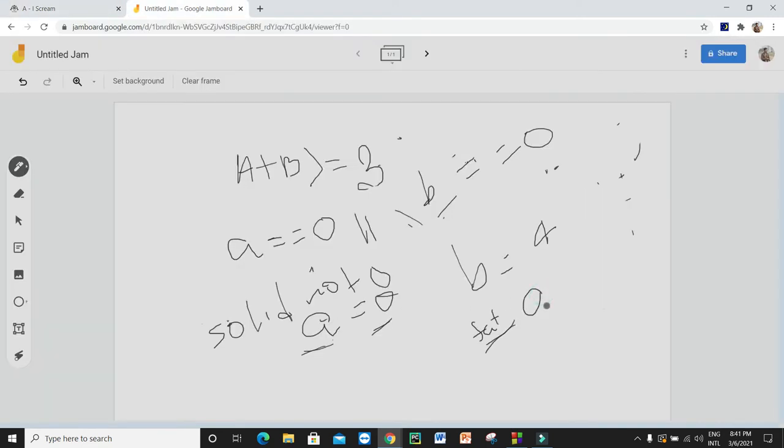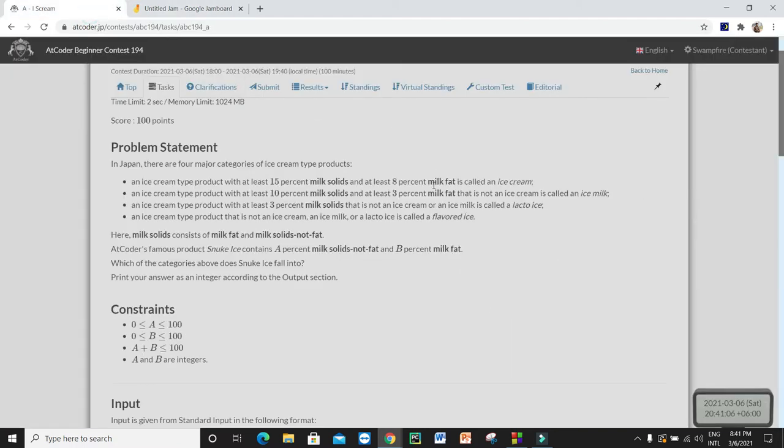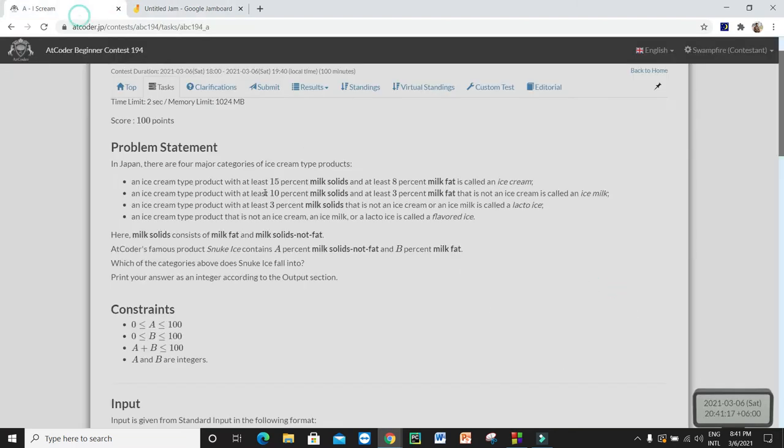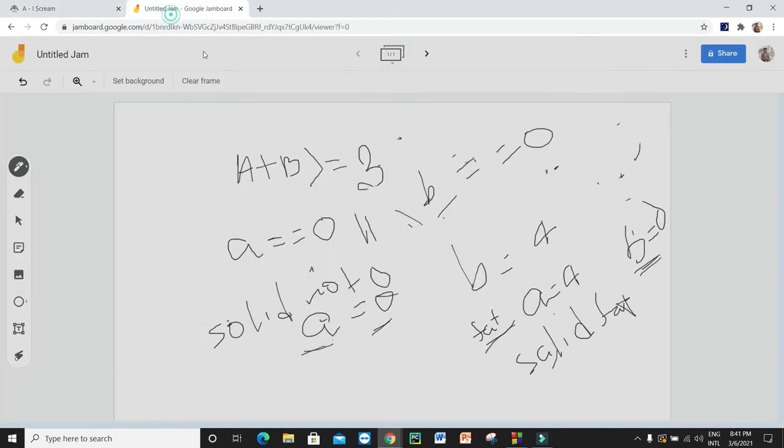Similarly, if the value A is 4 and B is 0, obviously the milk fat is 0. If the milk fat is 0, we cannot find the solid fat, right? And that is category 4 because there is no solid fat or milk fat, right? Okay, so that is the question and I hope you guys understand.